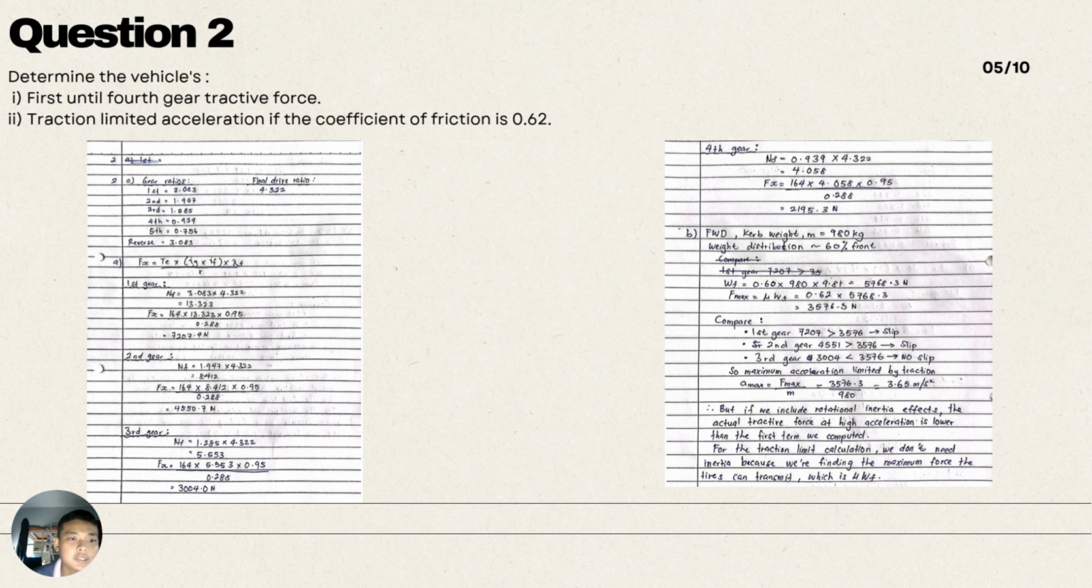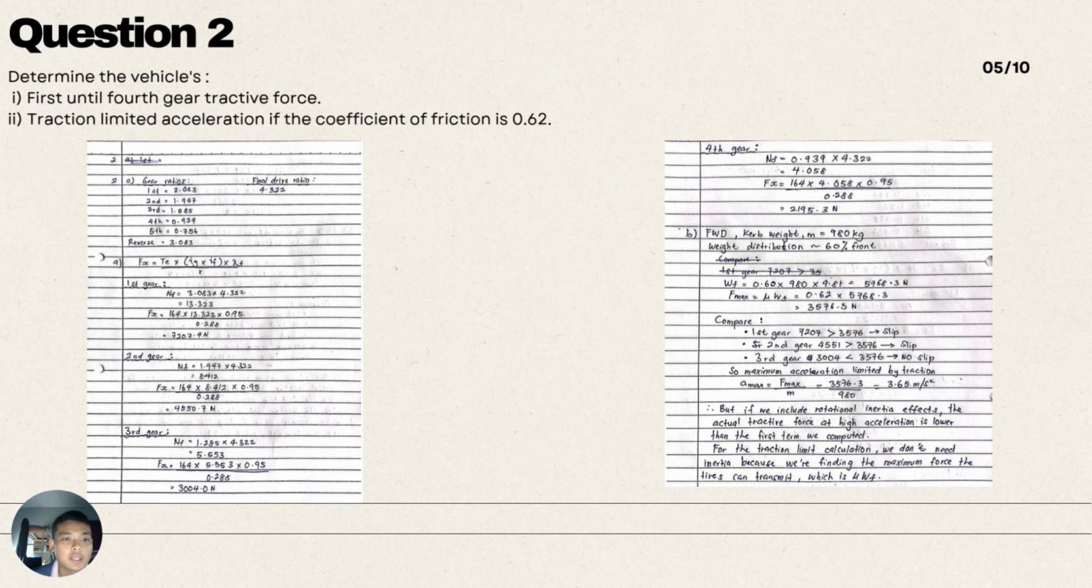For the gear ratios, the first gear is 3.083. The second gear is 1.947. The third gear is 1.285. The fourth gear is 0.939.